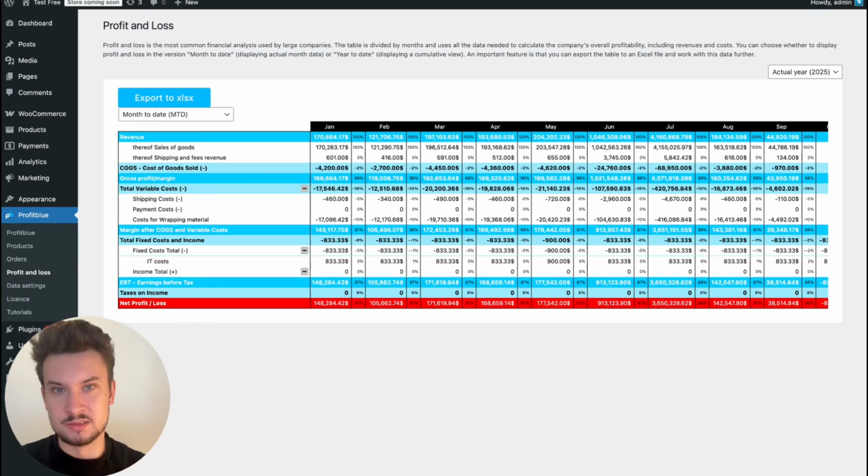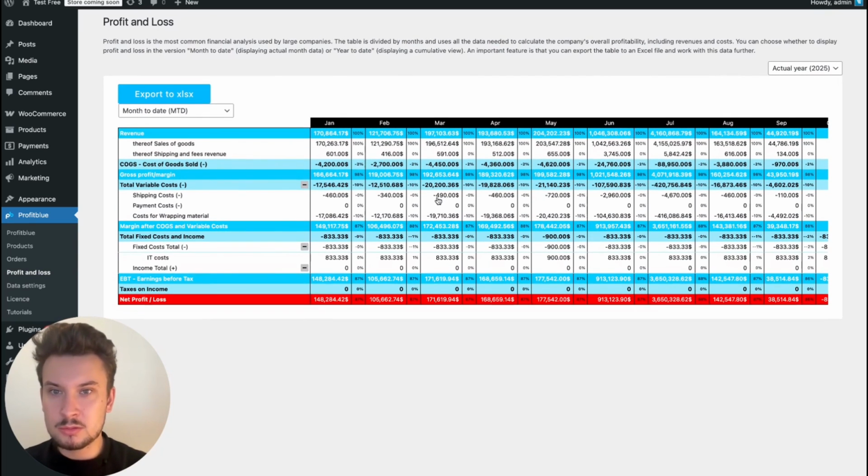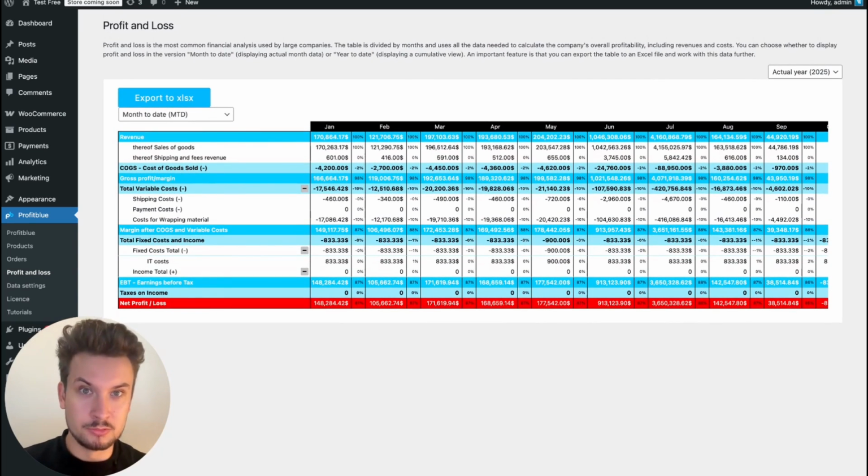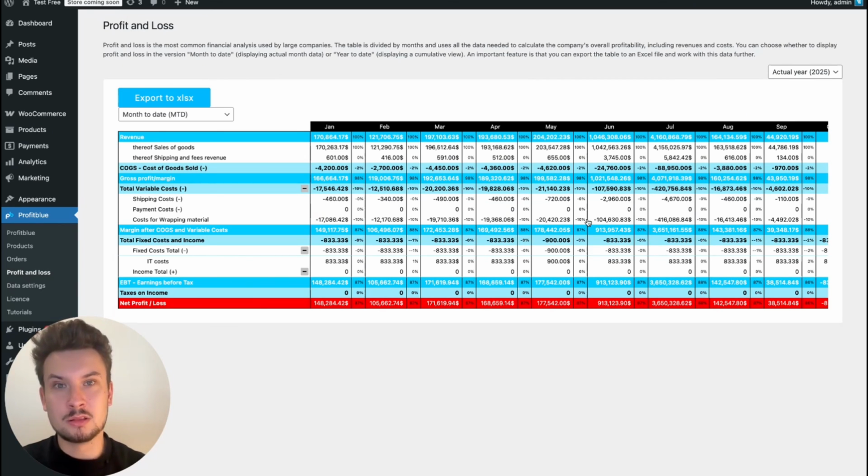So that's why we developed something called ProfitBlue. ProfitBlue is a tool running on WooCommerce, and we have many graphs, many tables. Here, what you can see is called profit and loss. Profit and loss, it's called P&L.